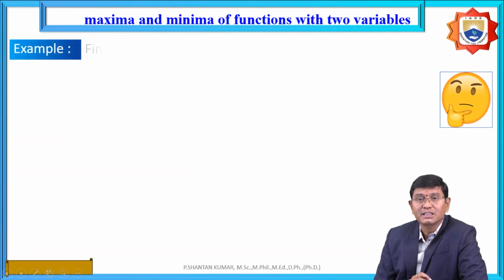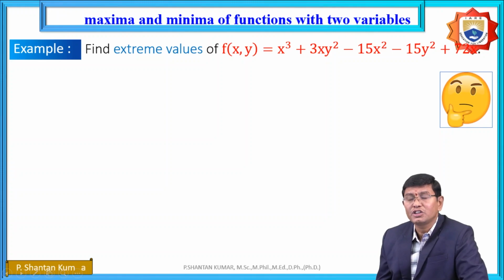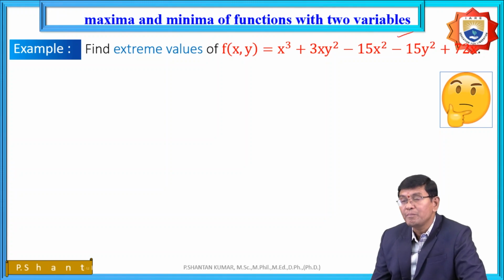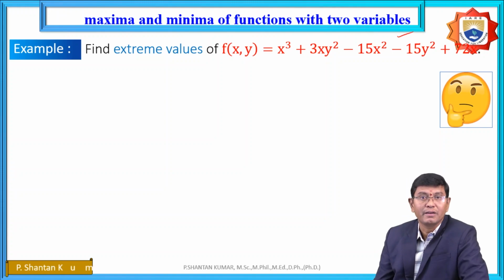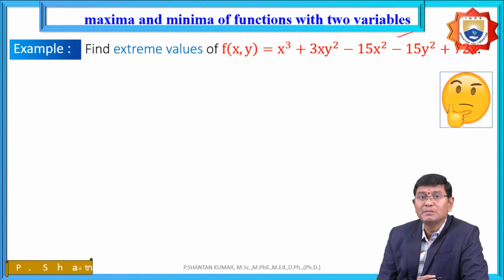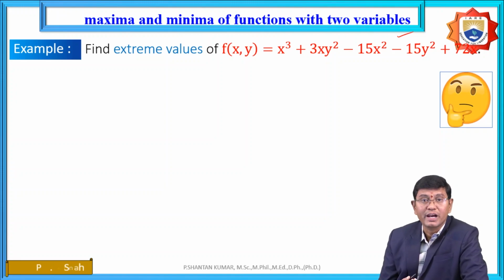Now we'll discuss one example. Find the extreme values of f of x comma y is equal to x cube plus 3xy square minus 15x square minus 15y square plus 72x. While observing this problem, the function is under two variables, that means the variables here are x comma y. Here we need to find out according to the working rule of maxima and minima.